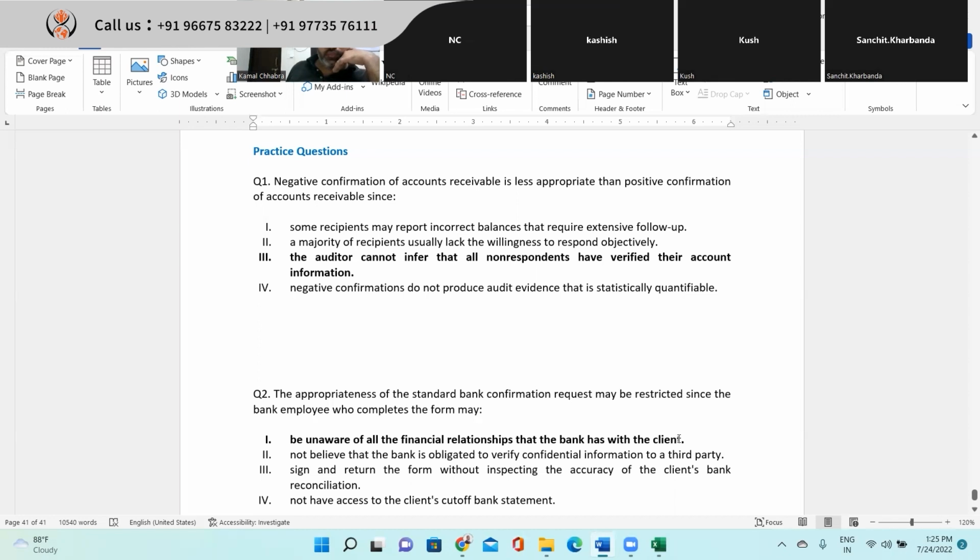But Kamal, if we are saying that's the answer, they will disagree only when they have verified their information. How will they otherwise disagree? Yeah, so for their verification they need to go with the positive confirmation.